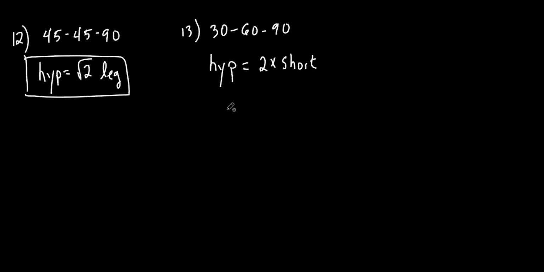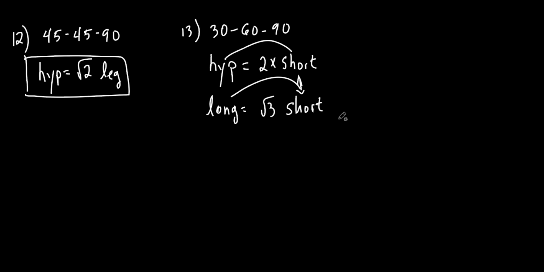Make sense? All right. What was the other one? The long side, right? That also relates to the short side. It's the square root of 3 times the short side. Everybody see that? They both relate to the short side. That's important to understand. It makes it a little bit easier to remember which one's which.